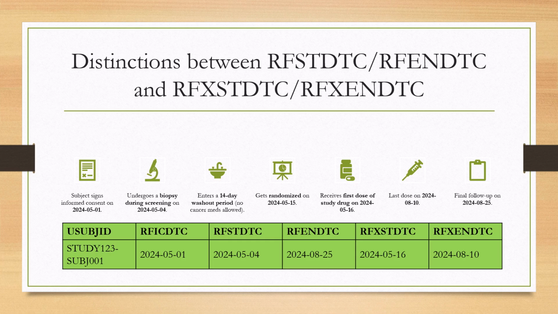The next is the RFXSTDTC. RFXSTDTC is the date which is always the first actual study exposure date, that is the first dose of drug. So since the subject received the first dose of study drug on 16th of May 2024, this becomes the RFXSTDTC. And the last dose was given on 10th of August 2024, that becomes the RFXENDTC.